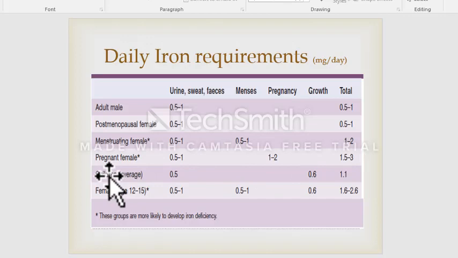In children, 0.5 milligram per day iron is lost in urine, sweat, and feces, while for growth, 0.6 milligram iron per day is required for their normal growth. So total iron loss is 0.5 to 1 milligram. In females during the age of 12 to 15 years, total iron loss is 1.6 to 2.6 milligram per day.